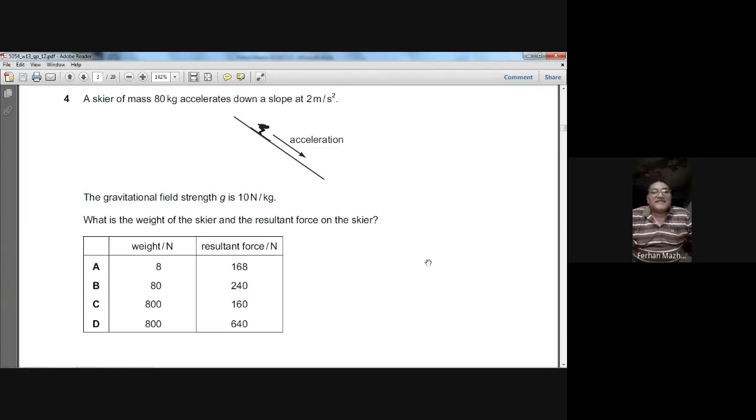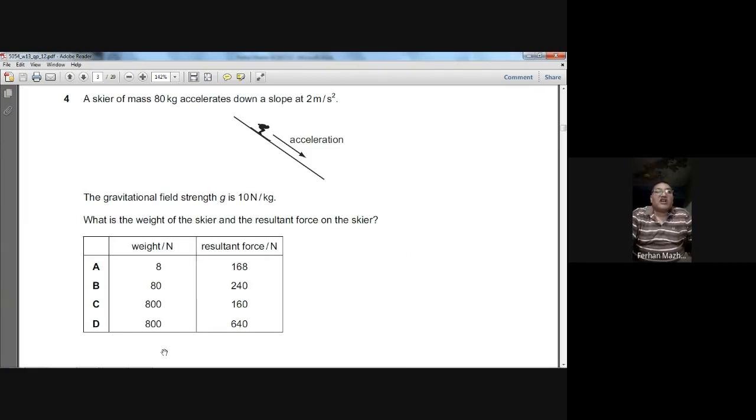If you want to find out the resultant force and you know the acceleration and the mass, you can use Newton's second law of motion, whose mathematical equation is F equals ma. F is the resultant force we want to find out. m is the mass, which is 80 kg, and a is the acceleration, which is given in the question, 2 meter per second square. So just multiply. The answer will be 80 multiplied by 2. It will be 160 Newton.